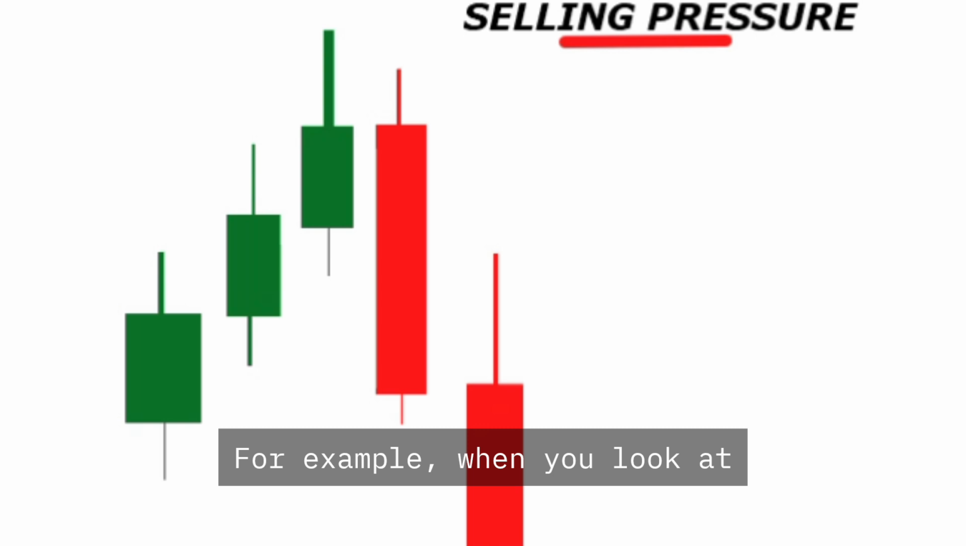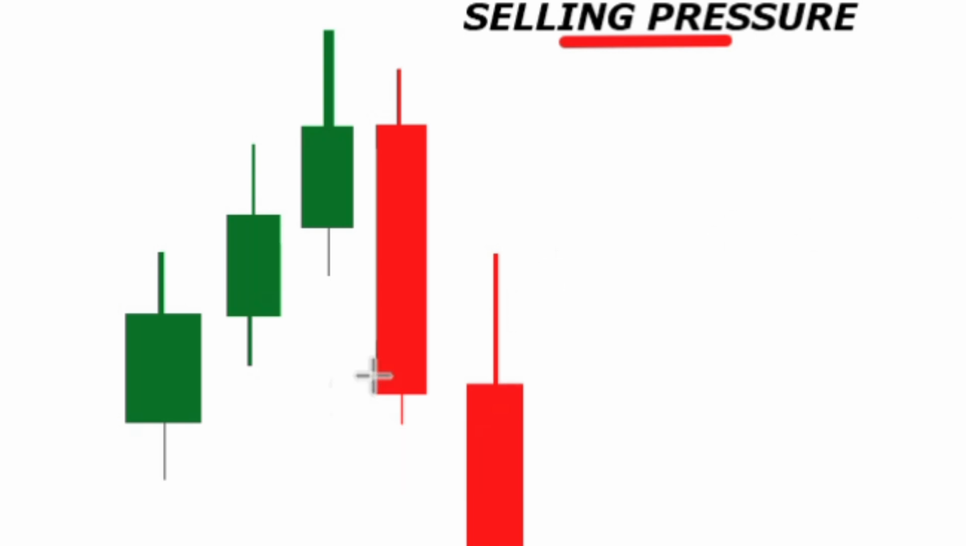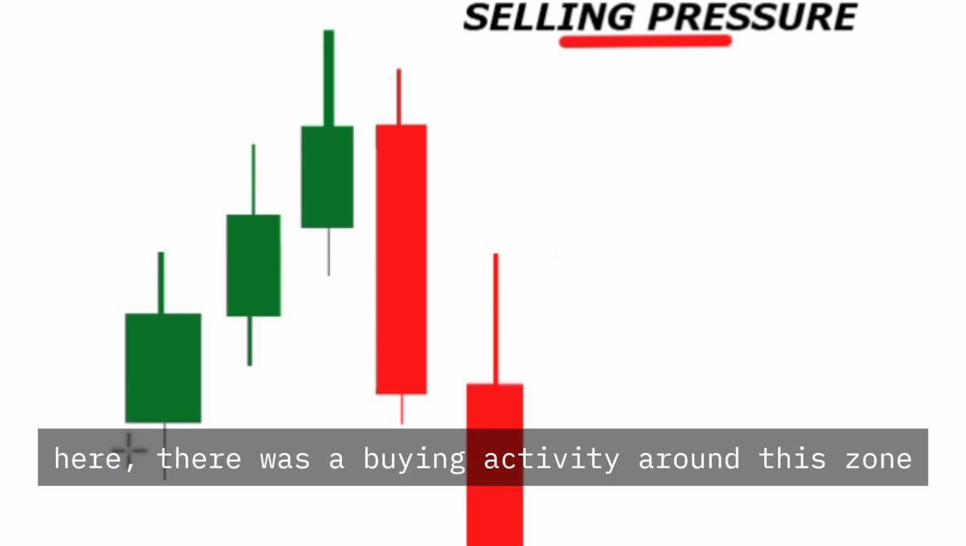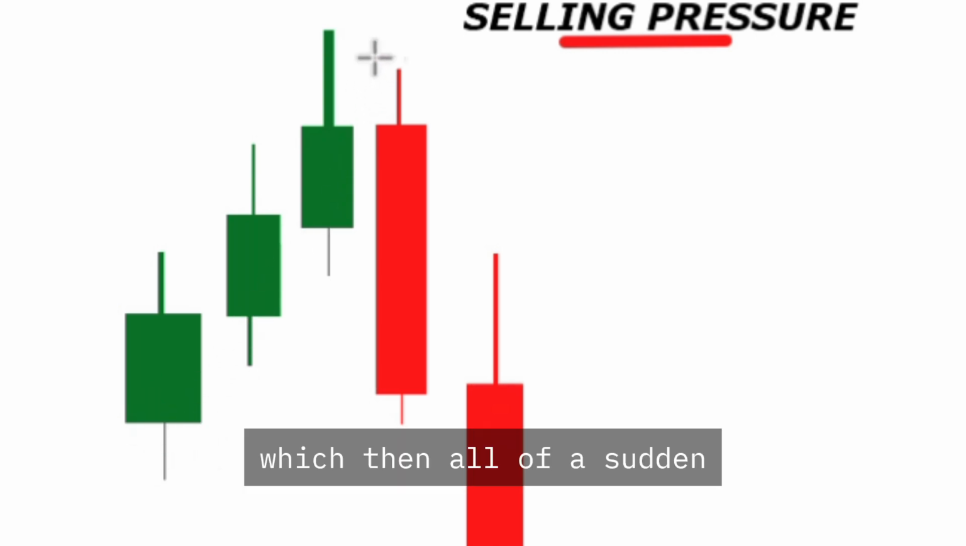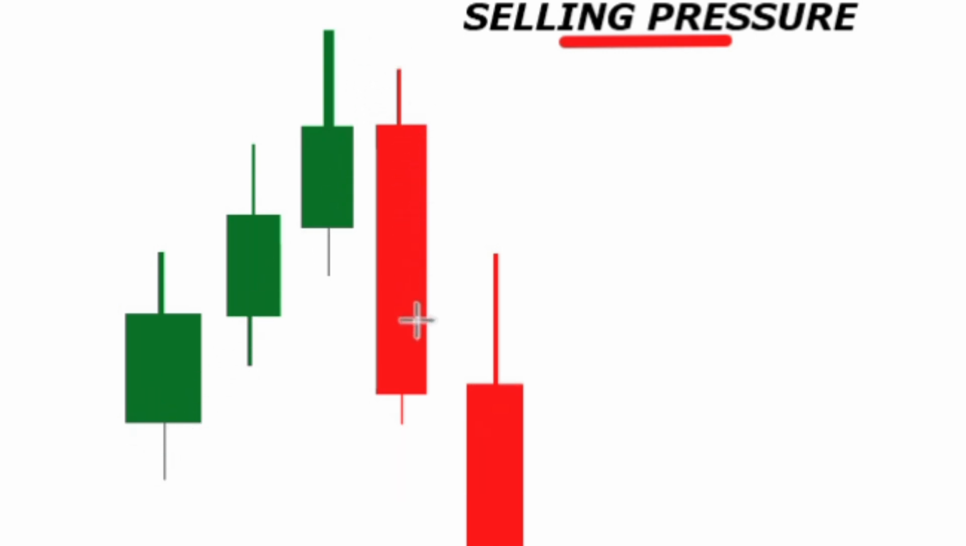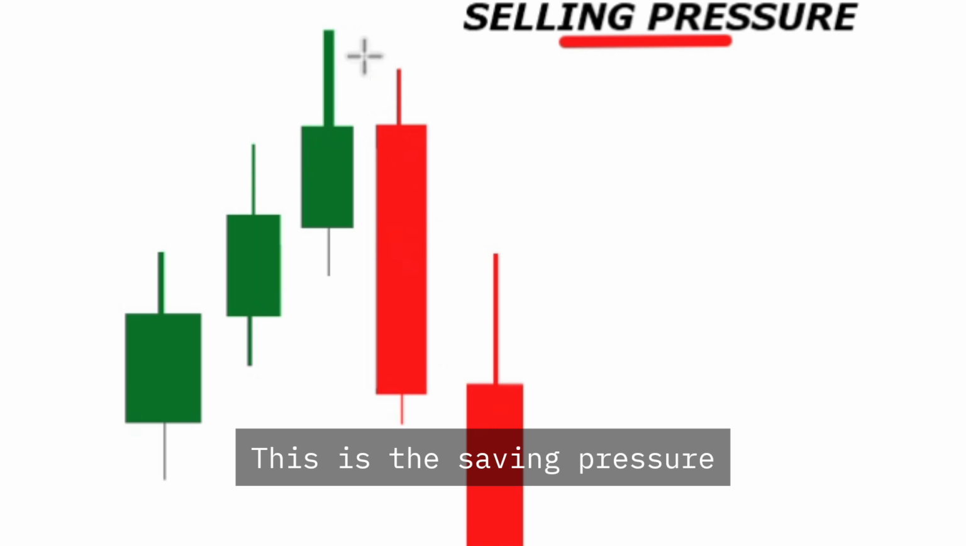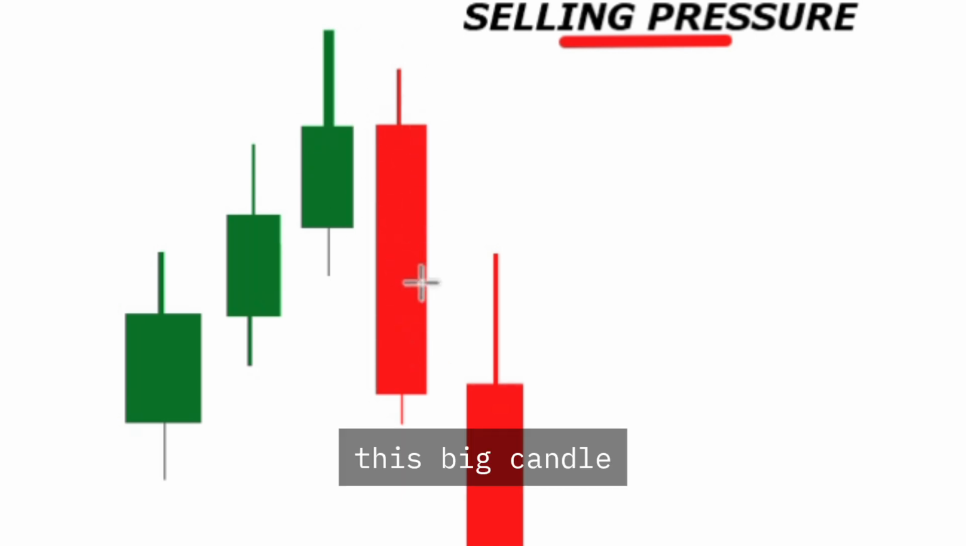For example, when you look at here, there was buying activity around this zone. There was buying activity, which then all of a sudden turned into a big selling pressure. This is the selling pressure, this big candle. Okay, guys.